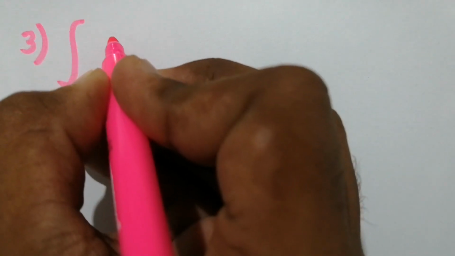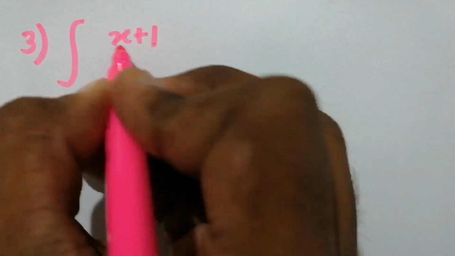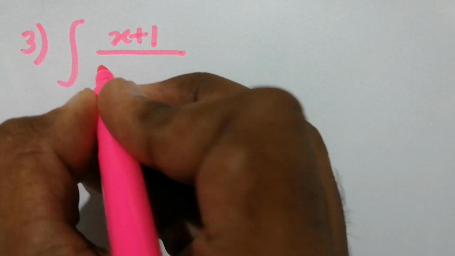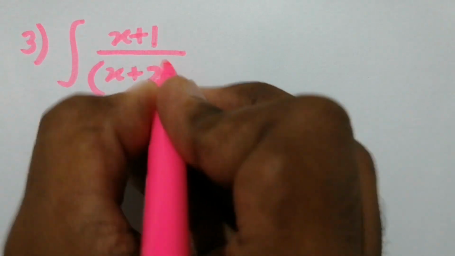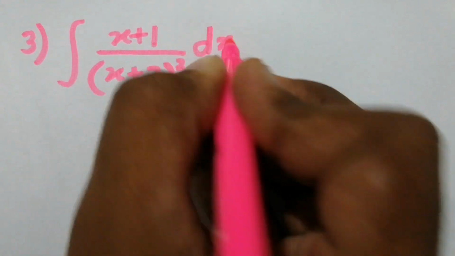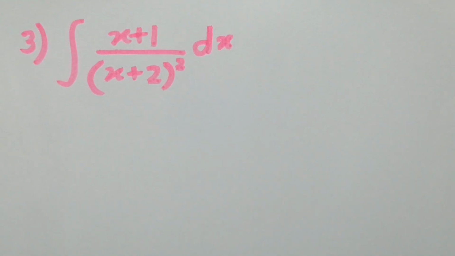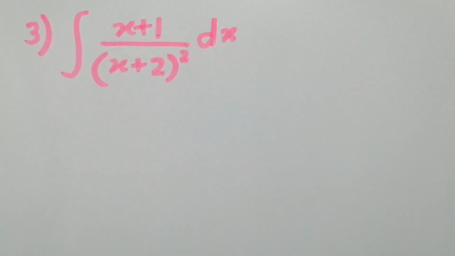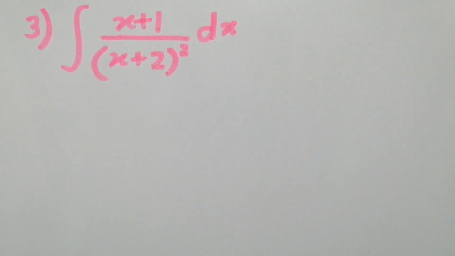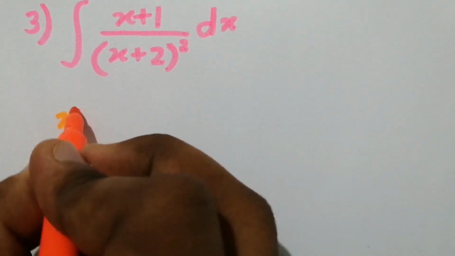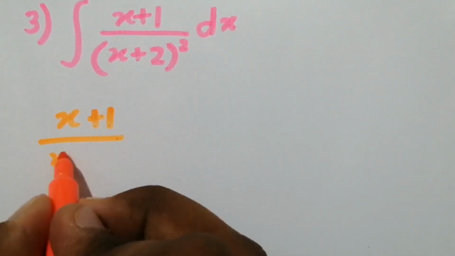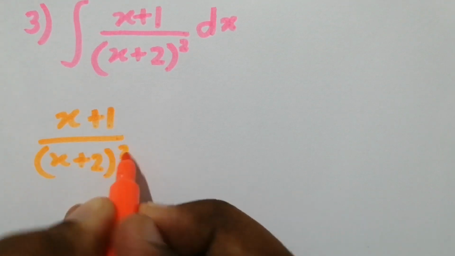The next example, integral of x plus 1 upon (x plus 2) all squared dx. Now let's break this into partial fractions. x plus 1 upon (x plus 2) whole squared.